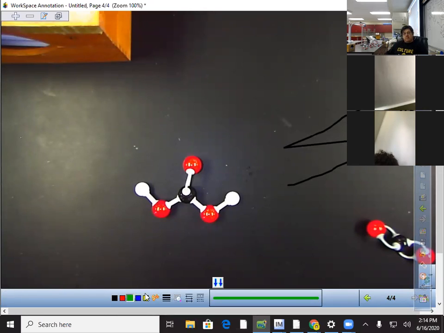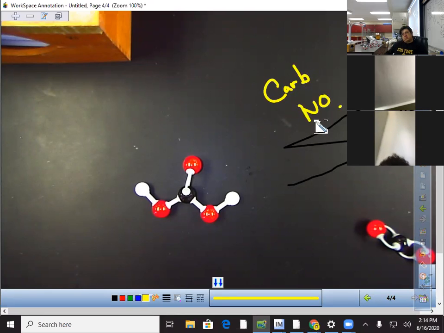What do you think? I'd say no, because it does have the right atoms, but it does not have a ring. Right, no ring. Very good. Good job.